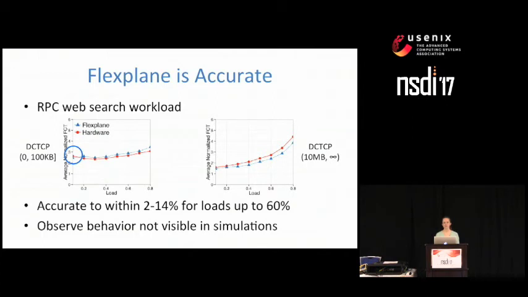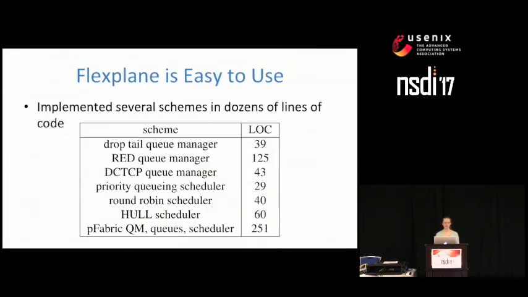This is an example of behavior that would be hard to accurately model in a software simulator, but is automatically captured by Flexplane. We have implemented and experimented with several different resource management schemes in Flexplane. We found that most schemes required only a few dozen lines of code to implement using the Flexplane APIs. For example, we implemented HULL in 60 lines of code.